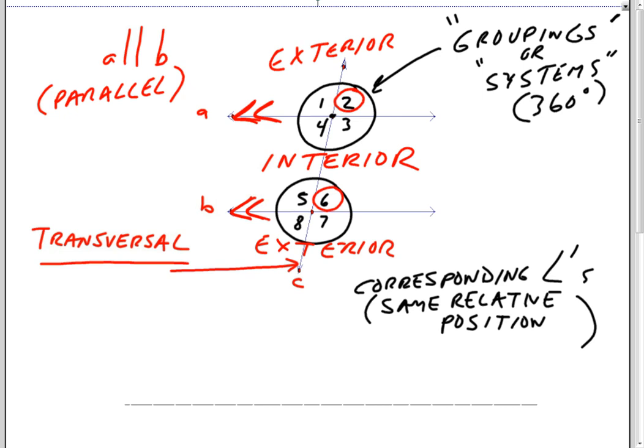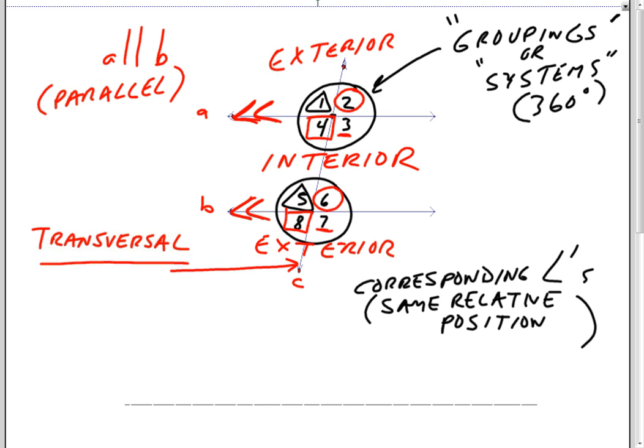So what corresponds to angle 1? Angle 5. What corresponds to 4? Angle 8. And angle 3 and angle 7 correspond. Same position, we just call it corresponding.